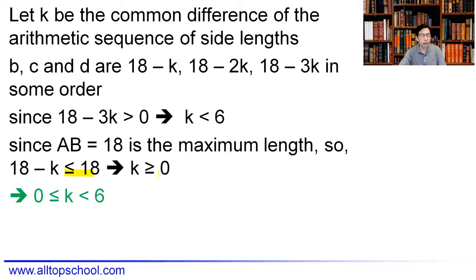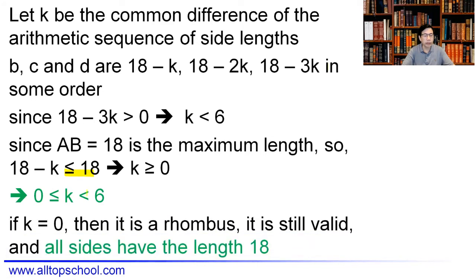Okay, K is between 0 and 6, including 0. Because even though that's the longest, the maximum length, the other side could be equal. That should be the special case for the trapezoid, right? So that means the lower bound should be including 0 as the value.